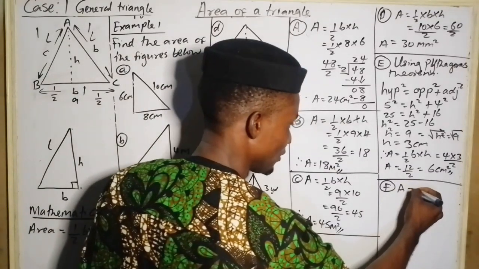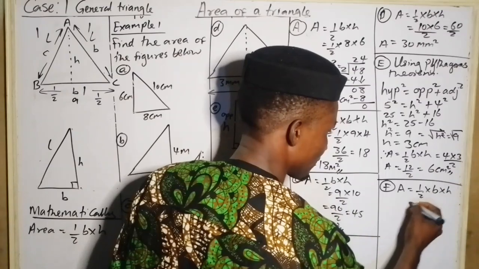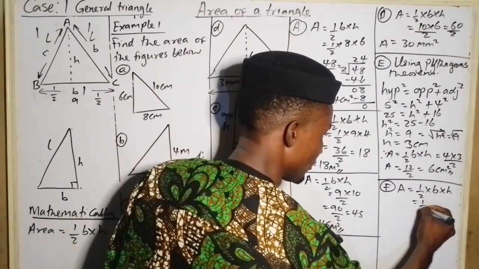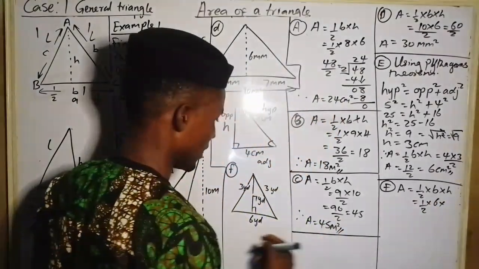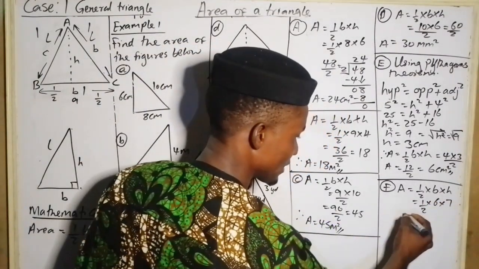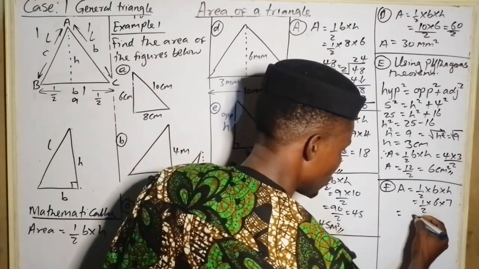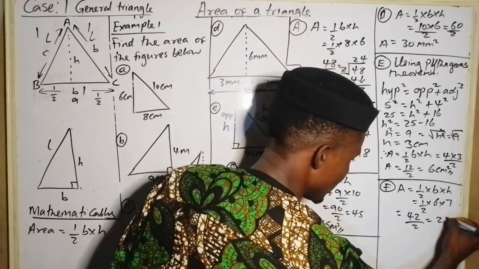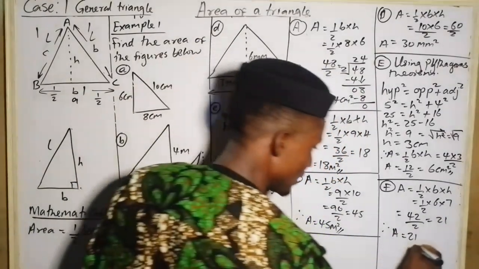So to find the area, you say half base times height. So what is our base? We have 6 times, what's our height? 7. 6 times 7. Now 6 times 7 is going to give us 42. 42 divided by 2, and that's going to give us 21. Therefore, your area equals 21 yards square.